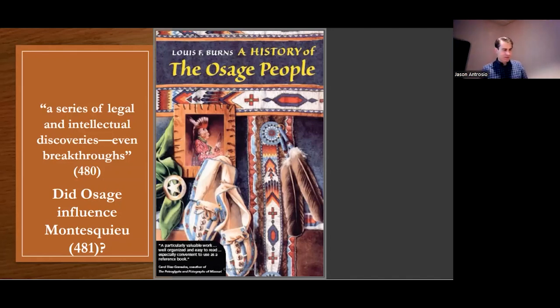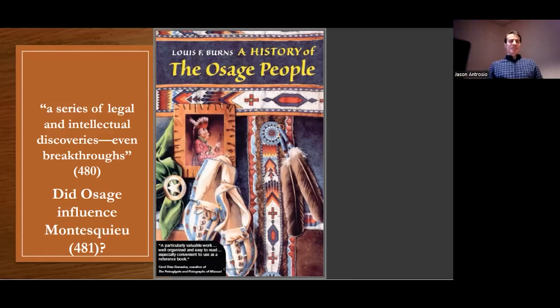And then it turns out that there was a delegation of the Osage and some others that a French explorer brought to Paris around the same time, or actually a little before, Montesquieu was writing. Now, why, Felicia, would we care if they influenced Montesquieu or not? Because Montesquieu also pushed for personal liberty.